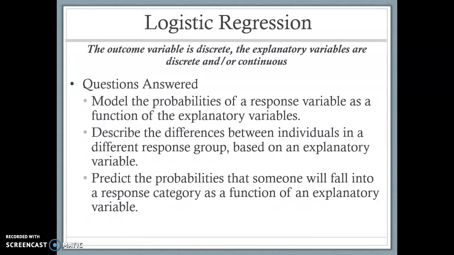And the last one is to predict the probabilities that someone will fall into a response category as a function of the explanatory values. So what is the probability this student is admitted given that she's a female? All those are just examples of the same types of questions. We're just trying to describe the outcome using explanatory values, whether you get into school or you don't, the probability of that occurring based on those explanatory values.